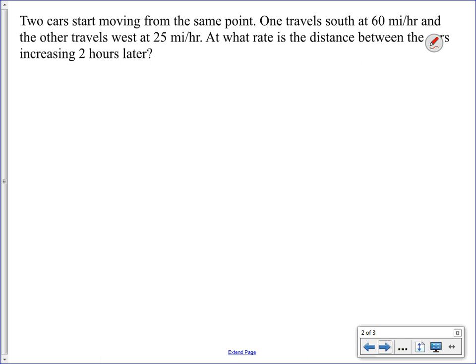2 cars start moving from the same point. One travels south at 60 miles per hour, and the other travels west at 25 miles per hour. At what rate is the distance between the cars increasing 2 hours later?